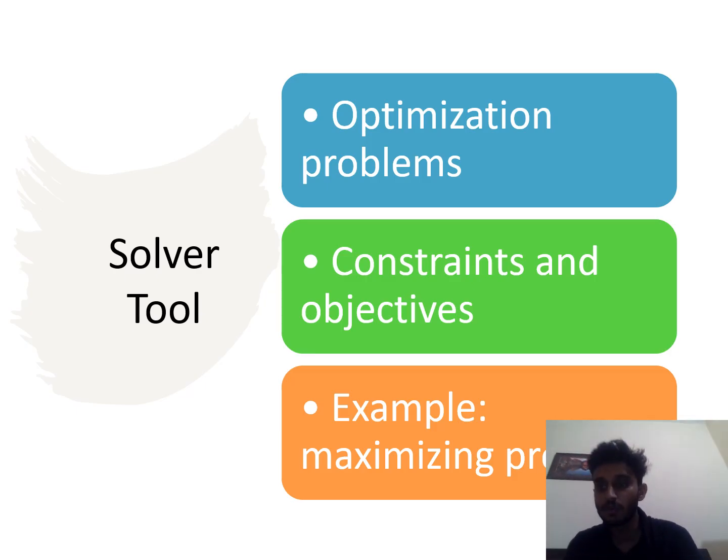The Solver tool in Excel helps you find the best solution when you have a goal and constraints. For example, you can maximize profit or minimize cost while staying within your budget. Solver works by changing values in selected cells to meet your target. It is especially useful for resource allocation, planning, and logistics.